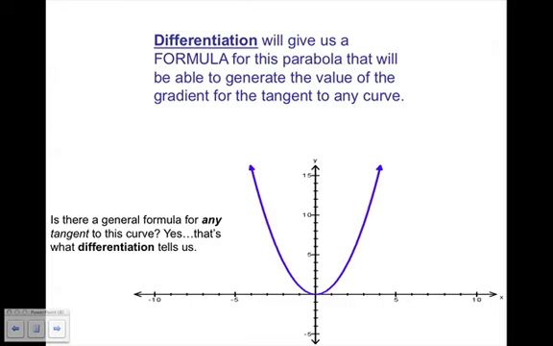A word that you're going to become increasingly familiar with is this idea of differentiation. To differentiate a curve means to find the gradient function given that curve. So differentiation will give us a formula for this parabola that will be able to generate the value of the gradient for the tangent to any curve. So we're not just going to stick with y equals x squared, we're eventually going to look at more general cases.